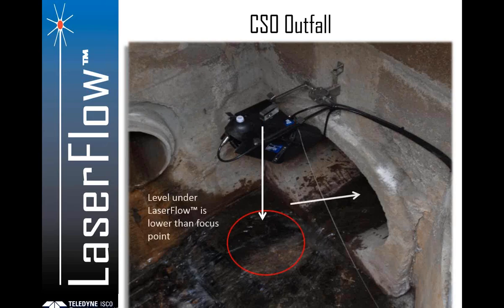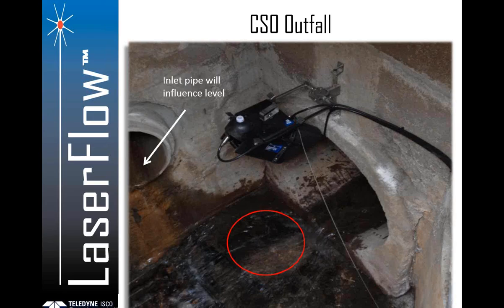Here's a real-life picture of that, where we actually have a drop out of the manhole, so you can see the water level is actually flowing from right to left. You can see a little lip right here where it drops, and then there's also a side channel, so the level under the laser flow is lower than the focus point, and it can also be influenced by this inlet pipe that would give you an artificially high reading as well.